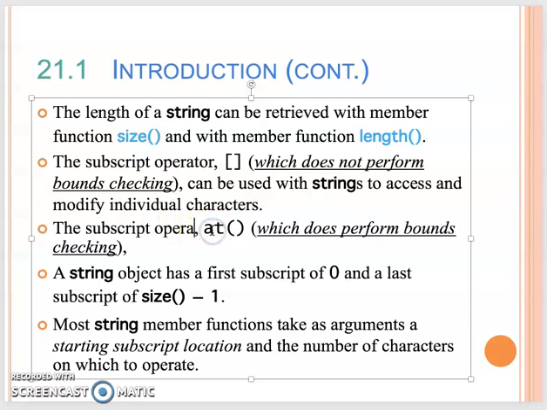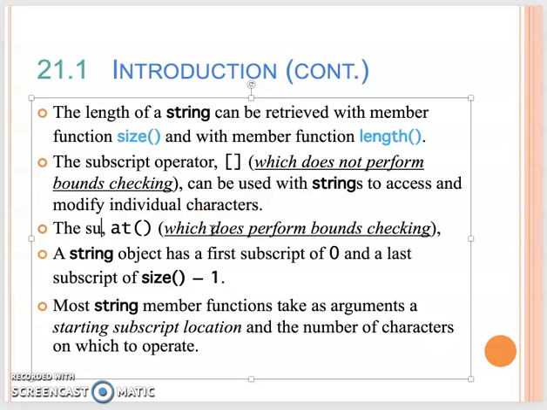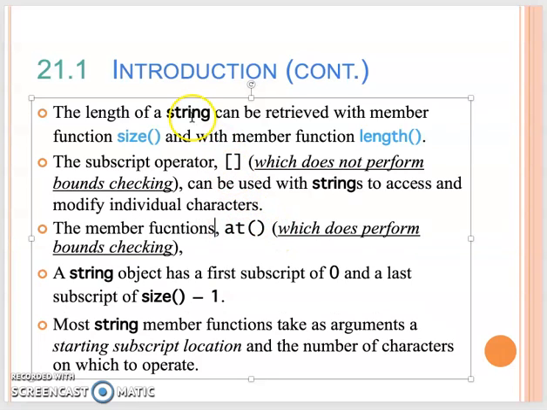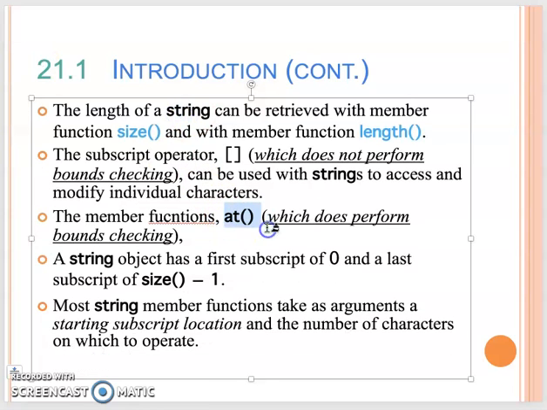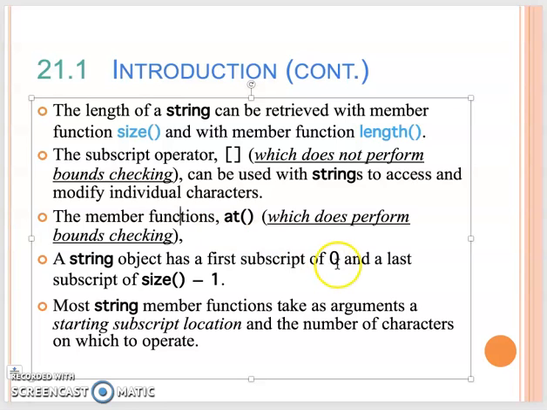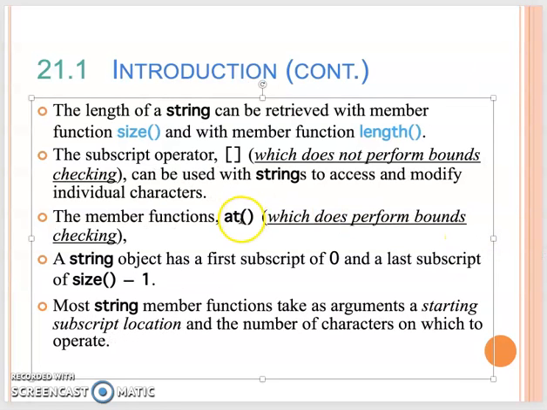member function. The at member function did check if they are out of bound. So that's why here they will throw an exception. So then we will know they are out of bound. So that's the difference between using the square bracket or the at member function.